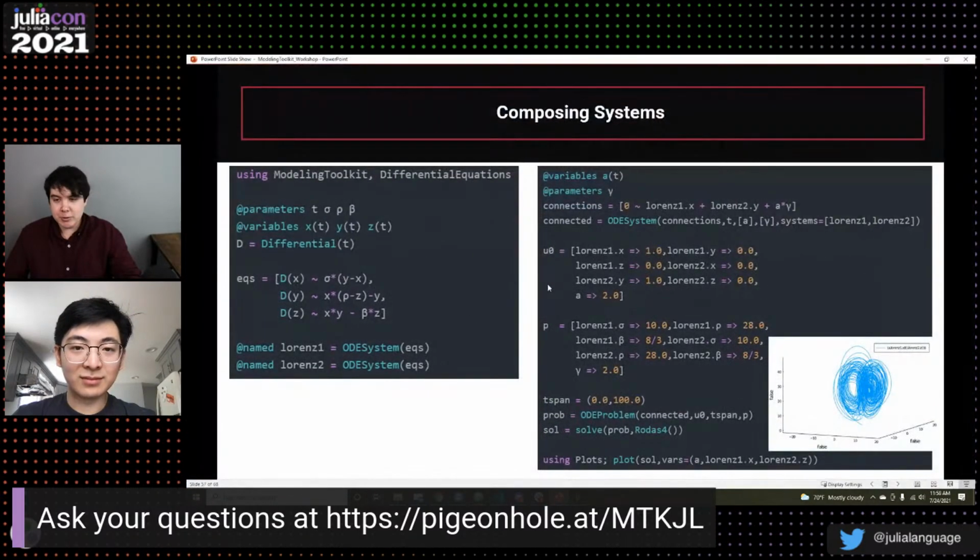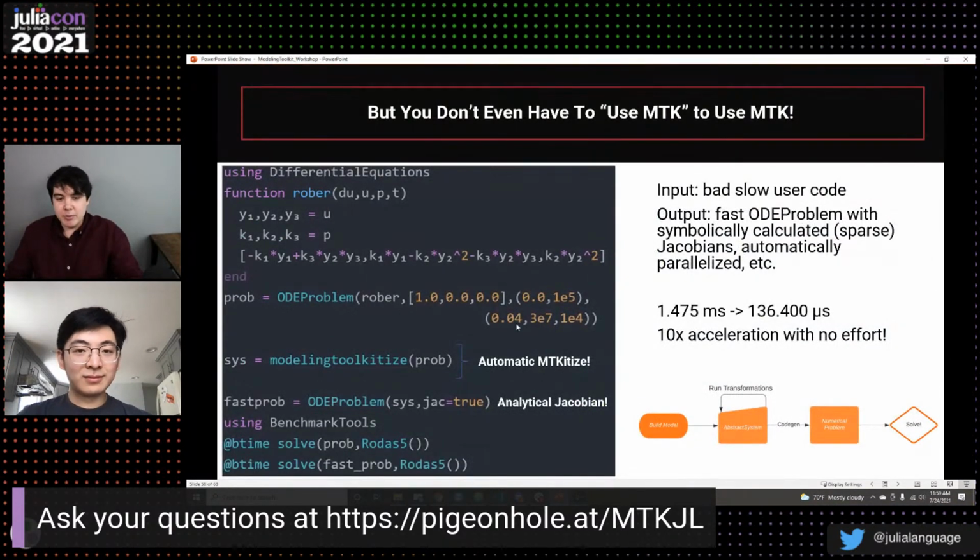So those are some ways to compose systems together, and it has this namespacing system, so that when you compose systems, you aren't overwriting or reusing names. So this is composing versus inheritance. You can check the documentation for what you do if you want to use inheritance instead. But now let's do this example. You don't have to use Modeling Toolkit to get the advantages of Modeling Toolkit.